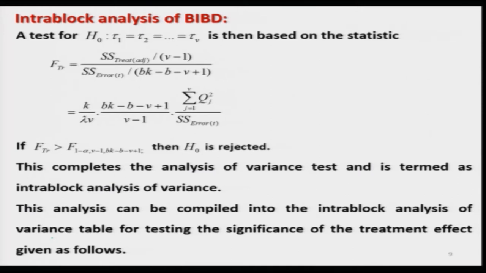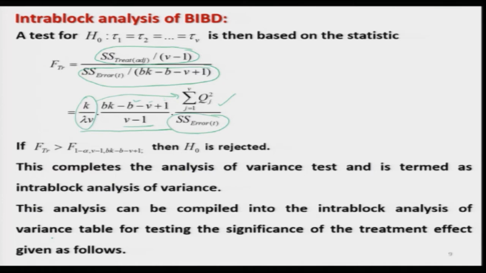Now, using those things, we can write here that SS treatment upon v minus 1, that is the chi-square random variable divided by its degrees of freedom, and SS error divided by its degrees of freedom, is going to follow an F distribution under H naught. Right. So, if you try to simplify it here, this will come out to be k upon lambda v, into bk minus b minus v plus 1 divided by v minus 1, into summation Q_j square divided by SS error. Right. This k upon lambda v is coming because we are substituting the adjusted treatment sum of squares in terms of summation Q_j square divided by lambda v into k.